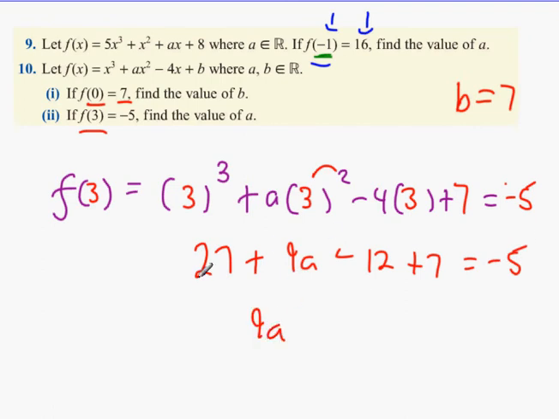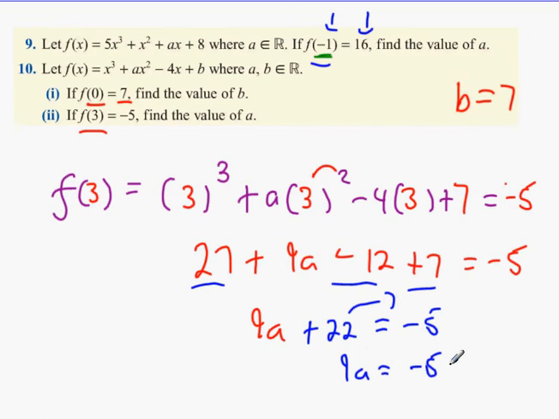You can put this part in the calculator. 27 minus 12 plus 7. You're going to get 22. What happens to the 22? Over. And then what happens when you add minus 5 and minus 22 together?